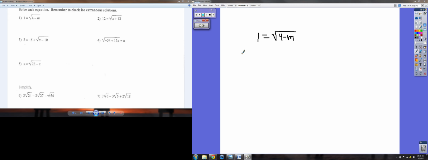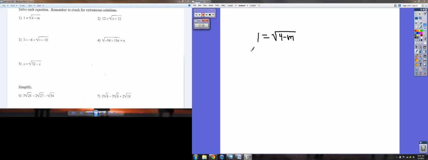Okay, this first one we're going to do, your directions were to solve each equation and then to remember to check for extraneous solutions. Extraneous solutions means that you could work all the way through a problem, get two answers, but maybe only one of them will work, none of them will work, or both can work. So when you're solving radical equations, make sure to check all your answers at the very end so that you know if you have the right answers or not.